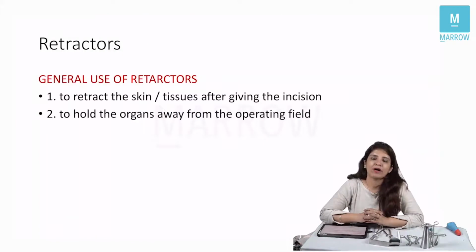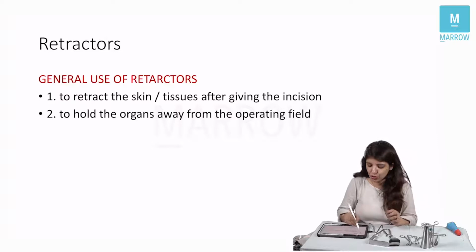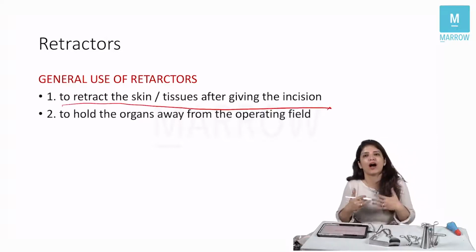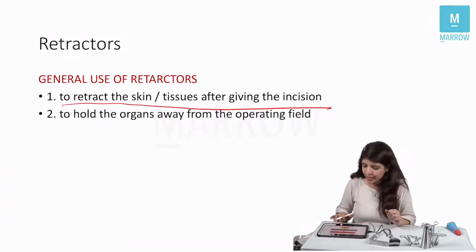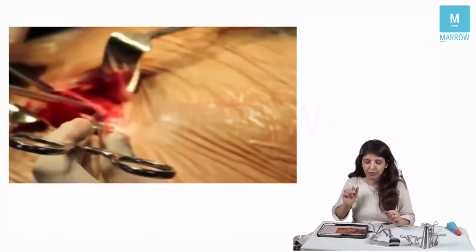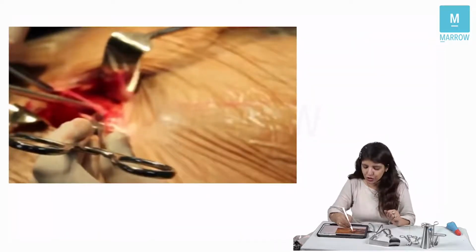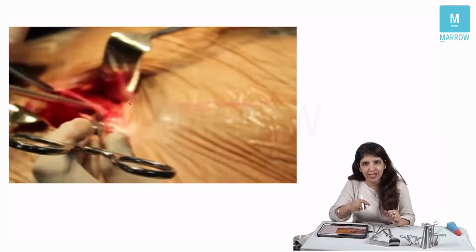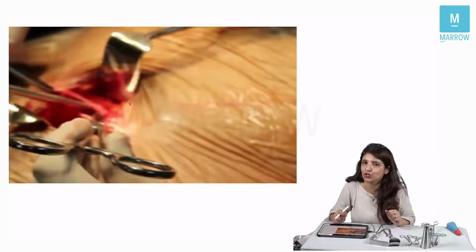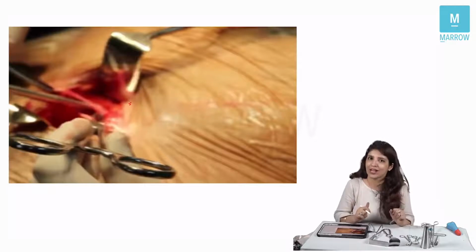Now let's talk about retractors. Now when I say that we use retractors, there are basically 2 uses of retractors. Number 1 use of retractor is to retract the skin and the tissues after you have given the incision, right? For example, I'll show you an image here. See here, right? So if you want to retract the skin and the tissues after you have given the incision, then you can use retractors.